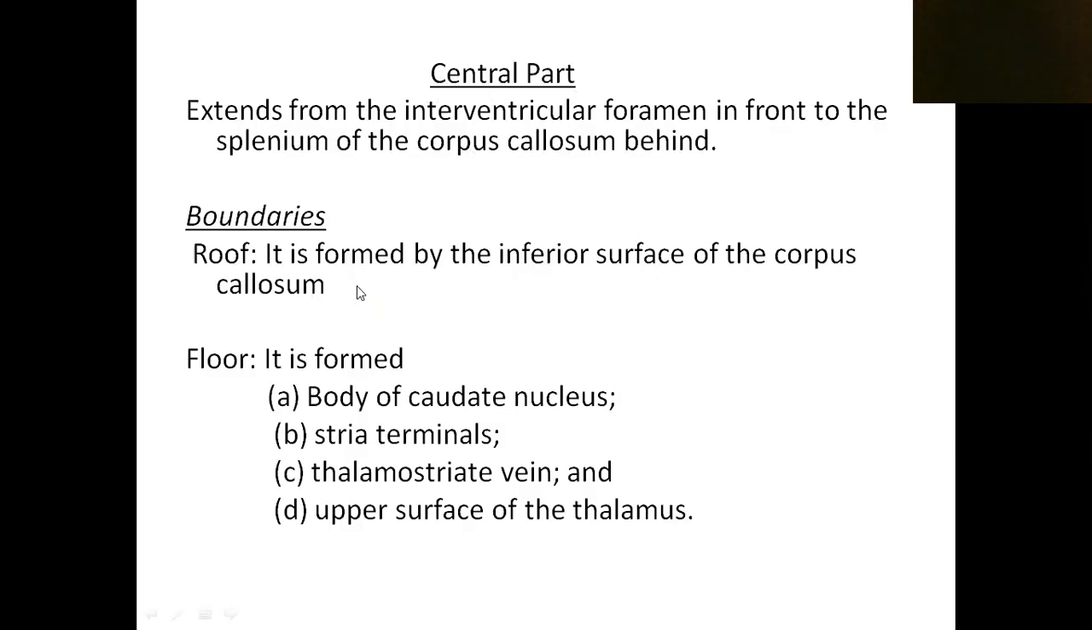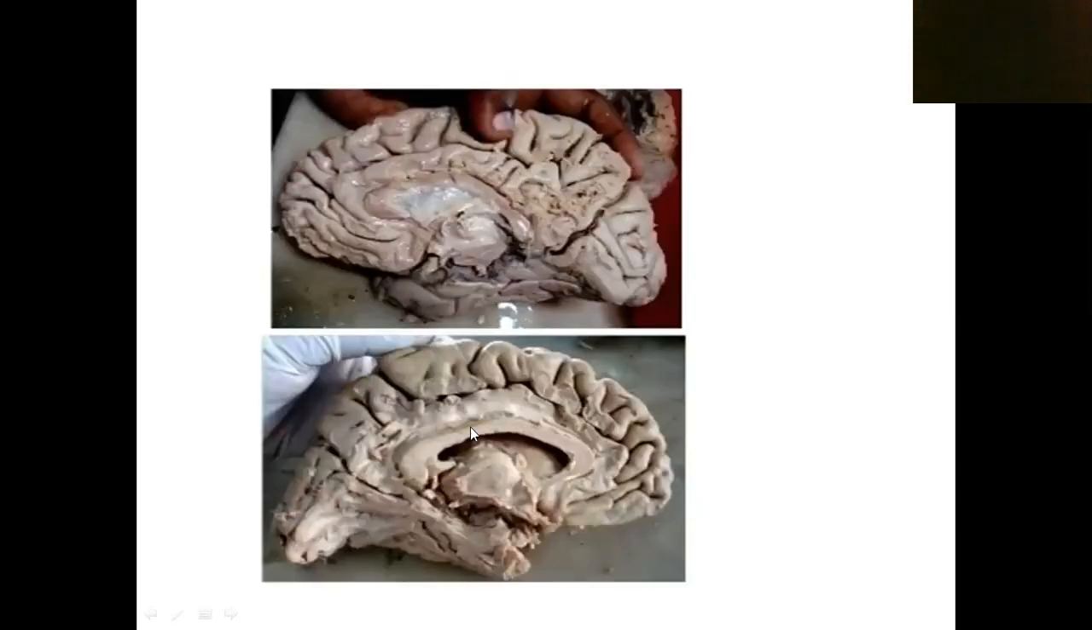First, central part. We will see the boundaries of the central part. Roof is formed by the inferior surface of the corpus callosum. See, this is the corpus callosum. What are the parts of the corpus callosum? Rostrum. This area of the corpus callosum is known as rostrum. Rostrum continues with a bend known as genu. Then body. And this posterior thickest part is the splenium. So these are the parts of the corpus callosum: rostrum, genu, body, and splenium.